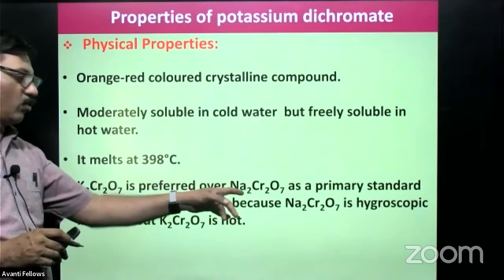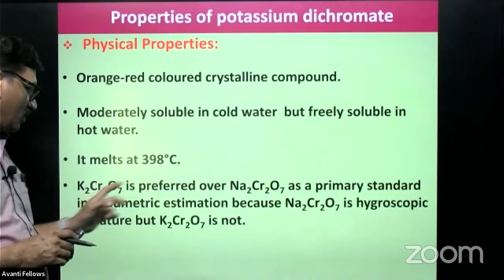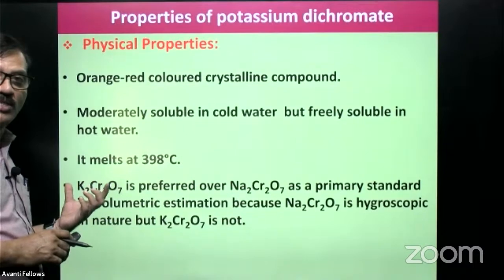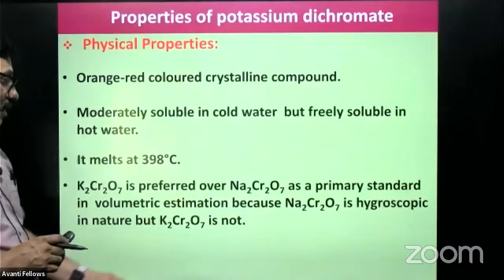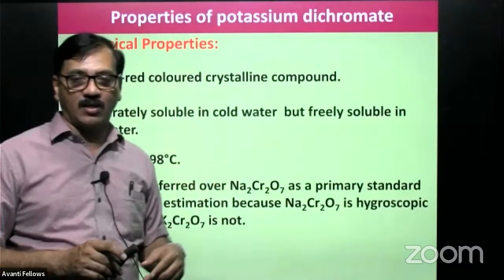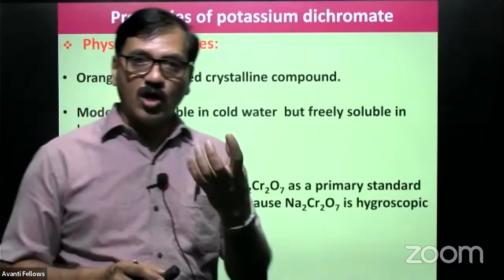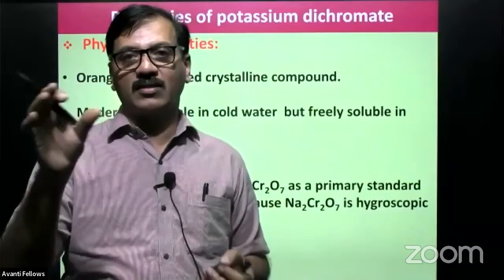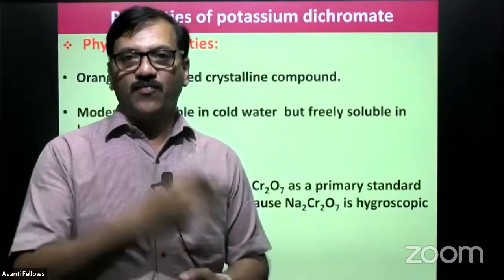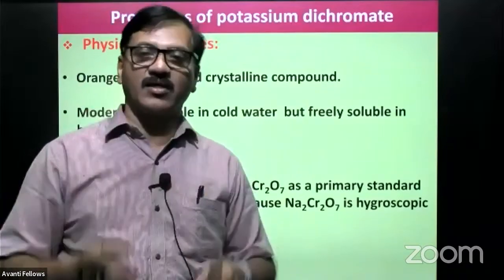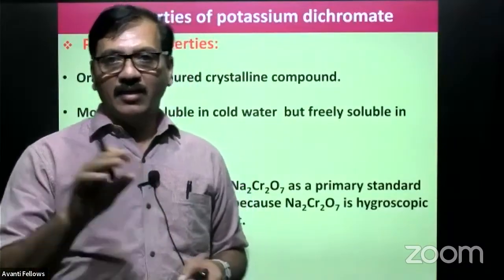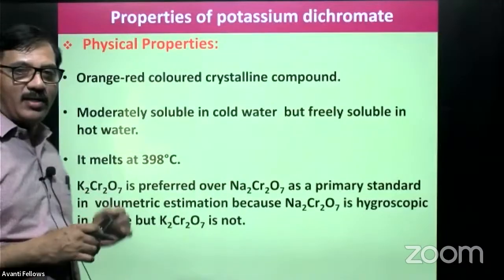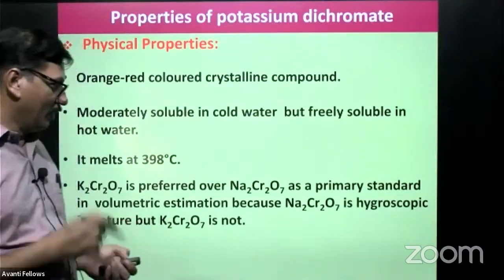K2Cr2O7 and Na2Cr2O7. There are two things, K2Cr2O7 and Na2Cr2O7. K2Cr2O7 is preferred because Na2Cr2O7 is hygroscopic in nature. Hygroscopic means it absorbs moisture. Whenever we want to use it in volumetric analysis, if it absorbs moisture and its concentration changes, then it cannot be used at all. Therefore, K2Cr2O7 is used, right?